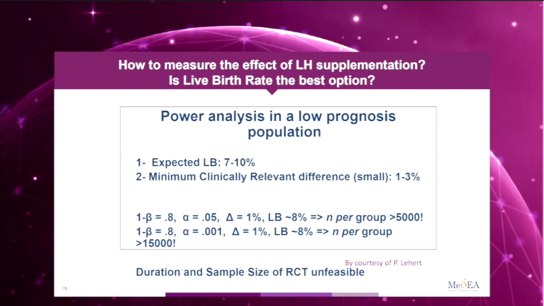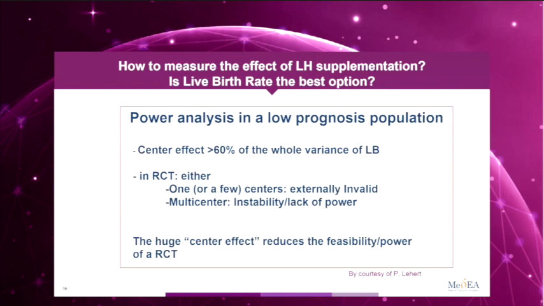If you have a look at the last ESHRE guidelines on controlled ovarian stimulation, there is no stimulation that seems to modify in a significant way the live birth rate. Gonadotrophin is associated, not recommended, not sufficient evidence. Why? Because we are probably not using the right system. Because if we have live birth rate as endpoint, we need two huge samples.